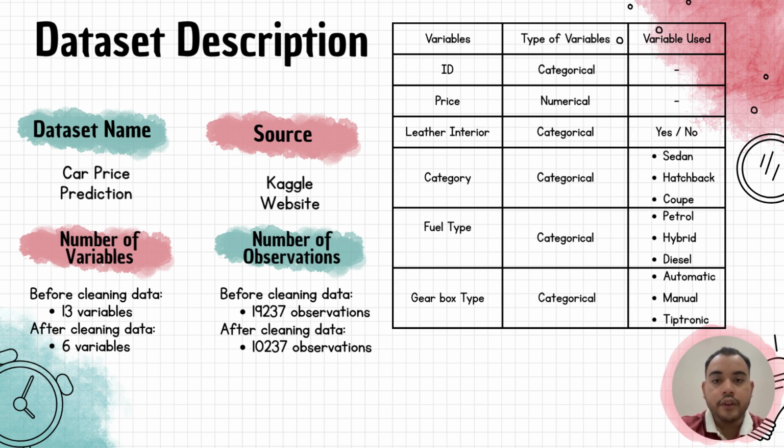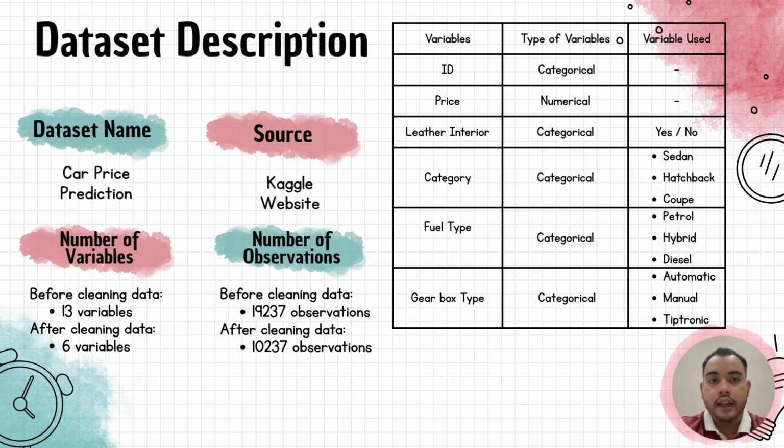Now, let me briefly describe each variable. The first variable is ID. It is the unique identifier assigned to each car and it is not used in the statistical analysis. Second, the price variable is a numerical variable that represents the selling price of a car. Third, the leather interior variable is a categorical variable with two categories, yes and no, indicating whether a car has a leather interior or not.